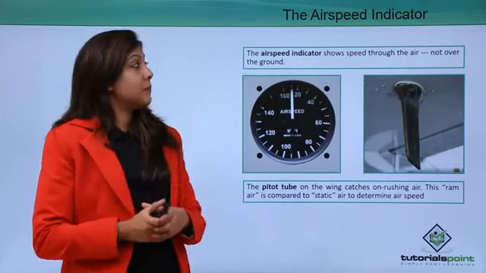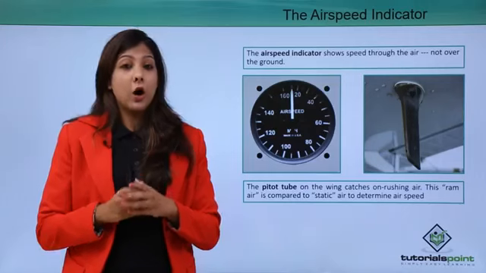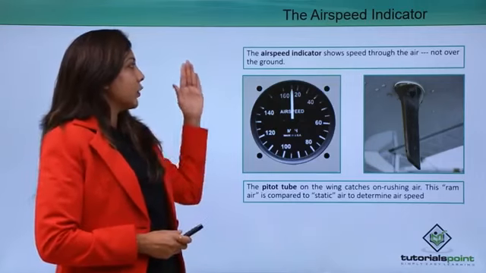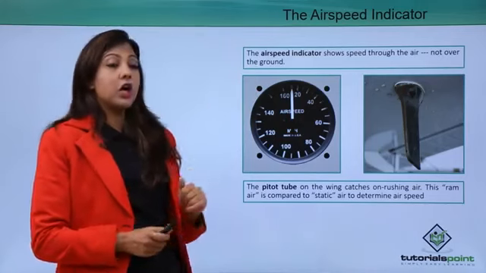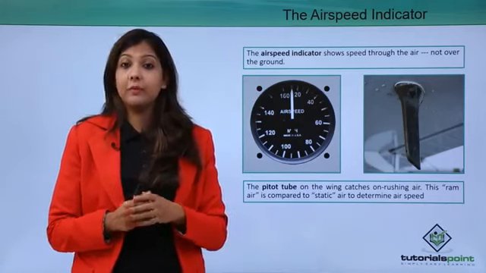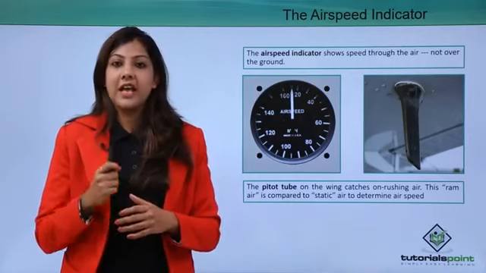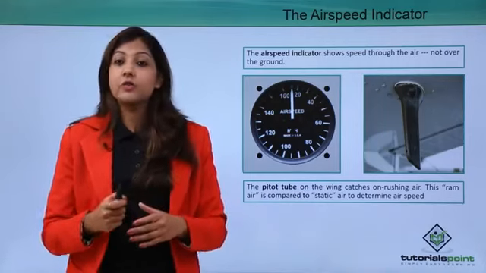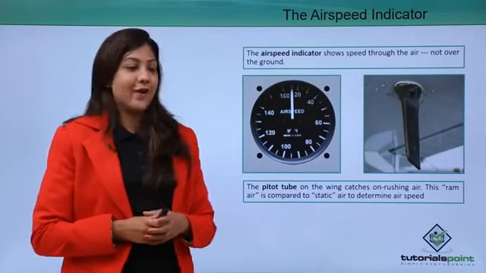Looking at the airspeed indicator, well, this shows the speed of the aircraft in the air. So the airspeed indicator shows the speed through the air, not on the ground. So when the pilot wants to see how much speed he is flying with in the air, he also announces it to the passengers that this is the speed of the aircraft in the air right now.